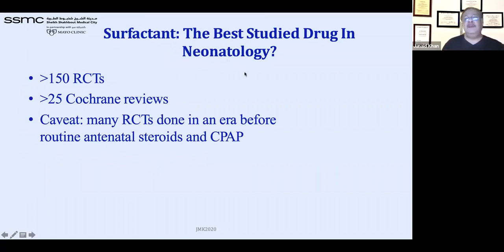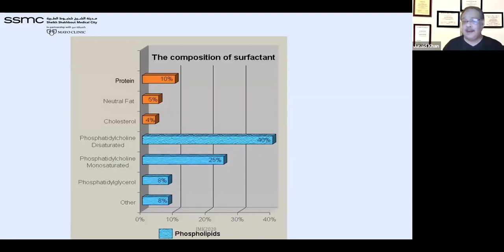This is one of the best-studied drugs in neonatology. Look at that: 150 RCTs, 25 Cochrane reviews. But the caveat is that many of those RCTs were done before the routine use of antenatal steroids and CPAP. So that's why they were saying that prophylaxis is better. But when they did the trials after CPAP and antenatal steroids, then early rescue is better.